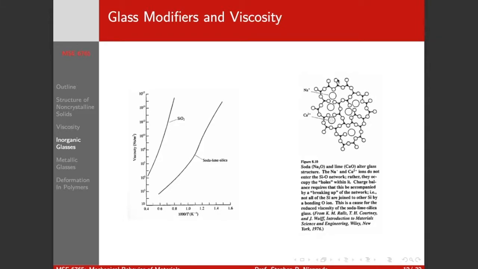Now the sodium and calcium don't actually jump into the silica tetrahedron. They live in the rings. But because they have to have charge balance, the ions, right? These are ions. After charge balance has to be maintained, it basically breaks the network, right? So that all the tetrahedra are not all joined together in the same way, right? So you can imagine this giving you greater free volume and reduced viscosity.